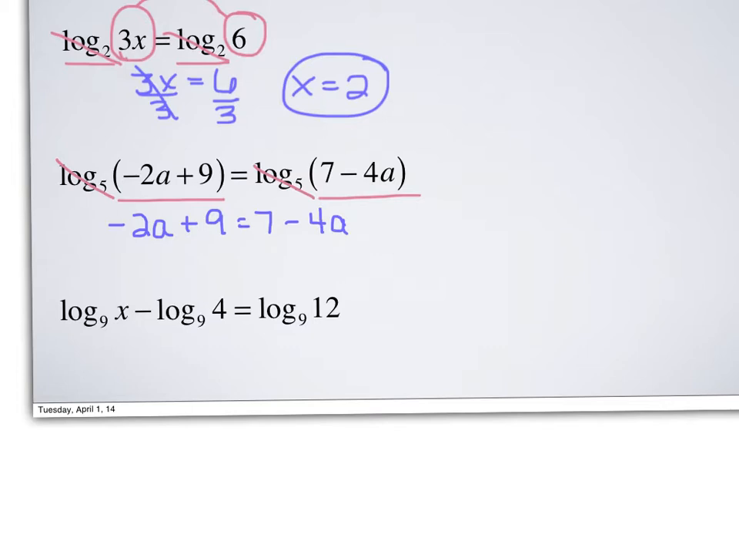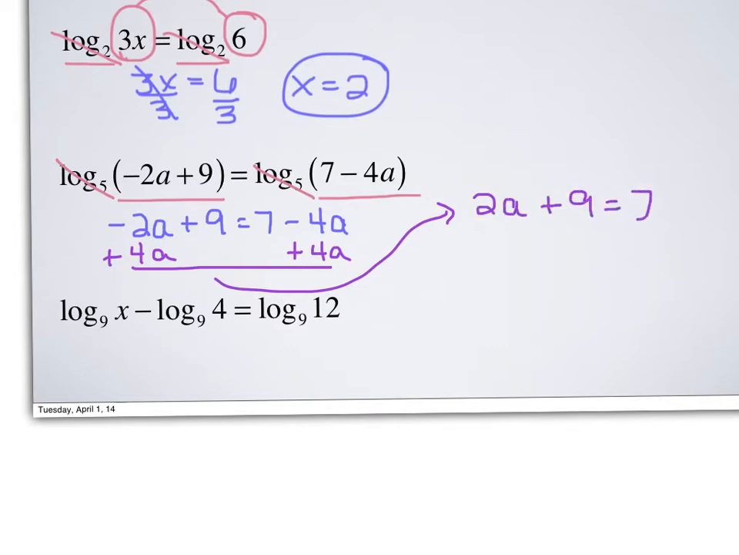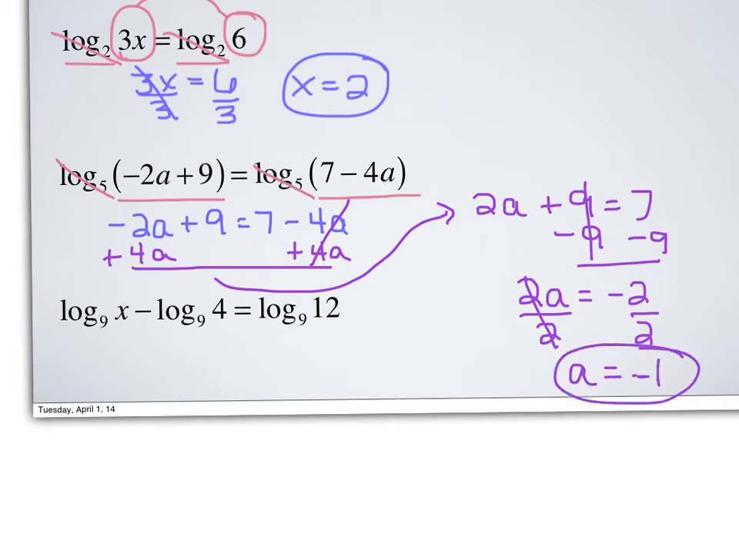So I would probably, let's see, add 4a. I'm probably going to run out of space right here. That leaves me with, I'm going to go over here, negative 2a plus 4a is 2a plus 9 equals 7, and this is gone. Okay, then let's subtract 9, subtract 9. So 2a is equal to negative 2. Divide by 2, divide by 2, and a is equal to negative 1. Okay, so that's how that one would work out.